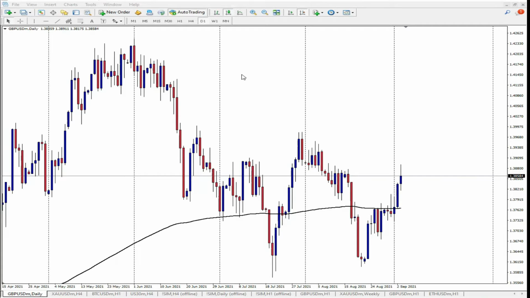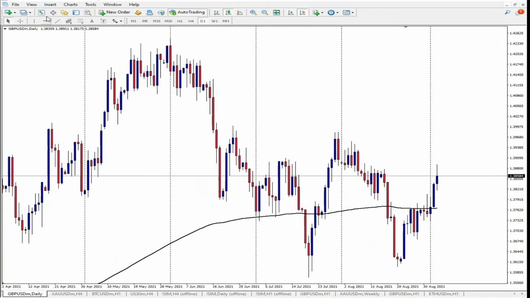So in this week's analysis, we're just going to start with a pair, which is pound dollar. So this is the daily time frame. So let's do our markings. So on the daily time frame, we're going to start with the supply. So this is how I'm going to approach this.